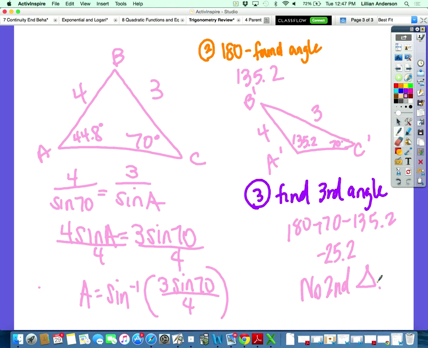What's angle B? Some good practice here. Angle B is 65.2. And then what do we use to find side B? I can use sine rule or cosine rule.